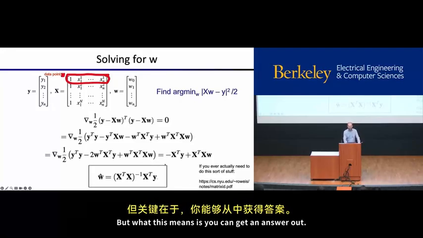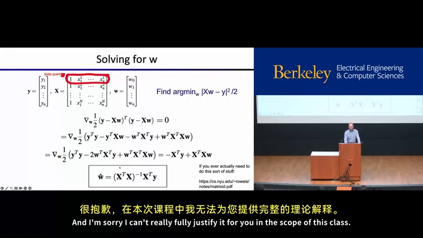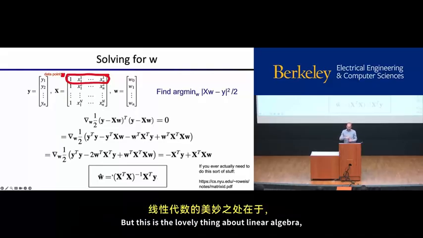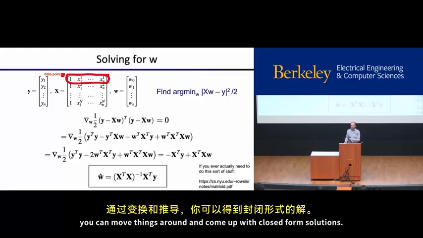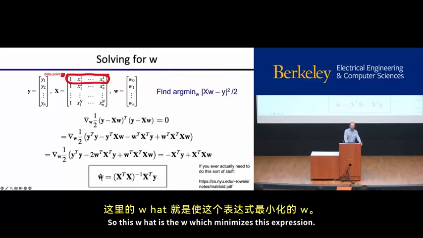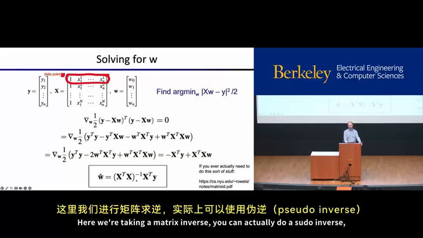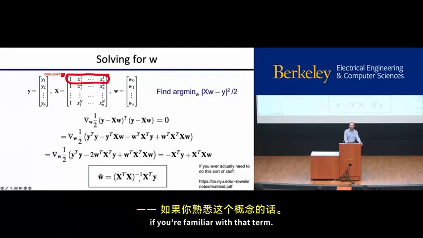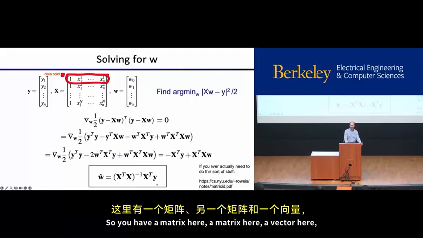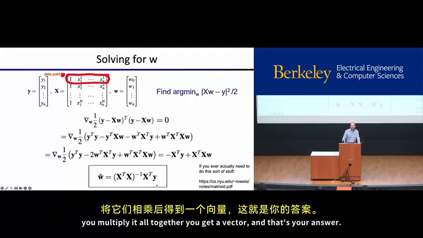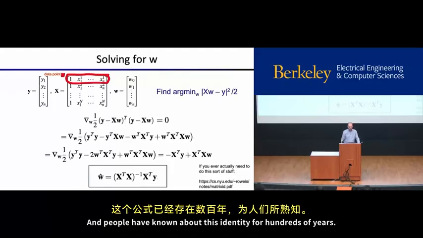But what this means is you can get an answer out. And I'm sorry I can't really fully justify it for you in the scope of this class, but this is the lovely thing about linear algebra. You can move things around and come up with closed form solutions. So this W hat is the W which minimizes this expression. Here we're taking a matrix inverse. You can actually do a pseudo inverse if you're familiar with that term. So you have a matrix here, a vector here. You multiply it all together, you get a vector, and that's your answer. And people have known about this identity for hundreds of years.